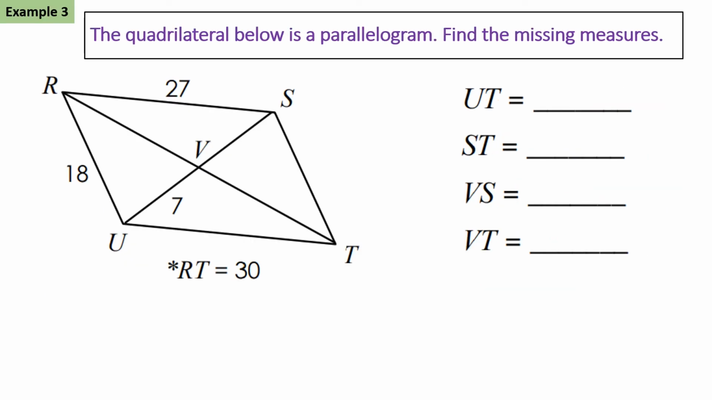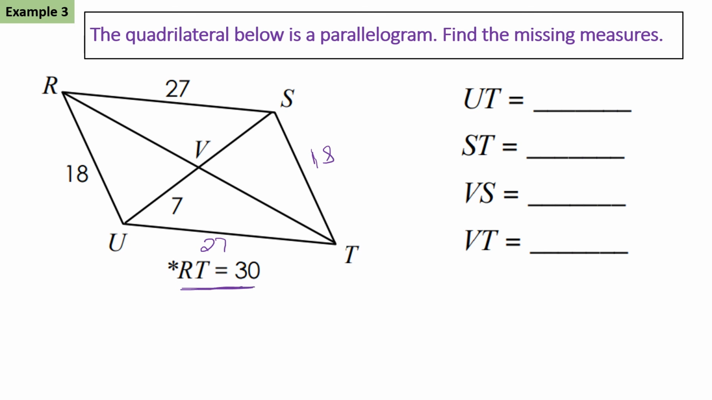So we have an example here of another parallelogram, but we're given diagonals and we want to find a missing measure. And so like I did before, I want to go ahead and just label everything that I know. Just makes it easier. Okay, since RU is 18, ST will also be 18 because opposite sides are congruent. Since RS is 27, UT will also be 27. Again, opposite sides are congruent. And it tells us that RT is 30, so we're going to actually use that in a minute.